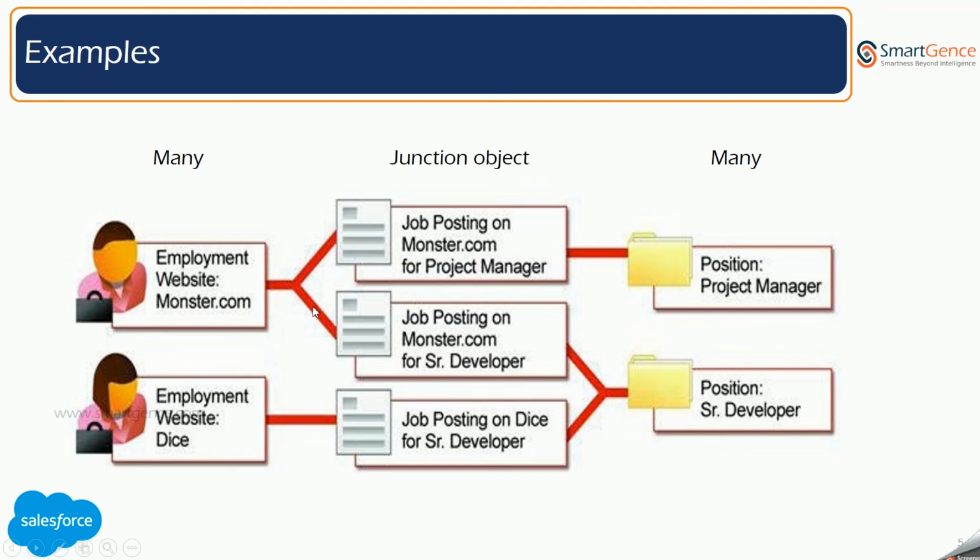This relationship is established by the junction object over here. Like there is a job posting on monster.com for project manager, so this relationship is being established. Similarly, a job posting on monster.com for senior developer, or a job posting on dice for senior developer. So this is what many-to-many relationship is.